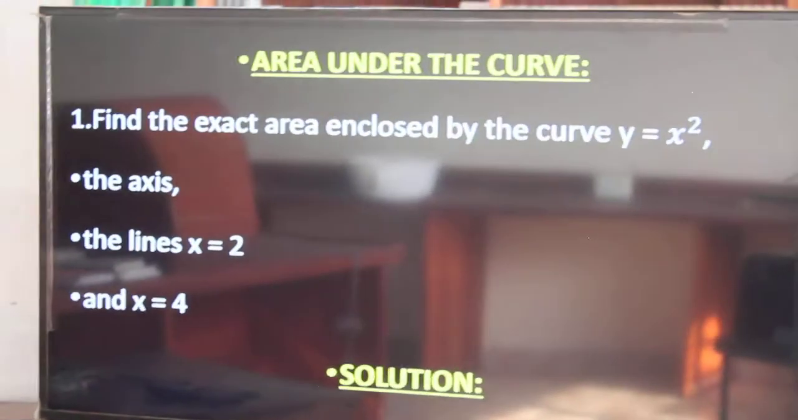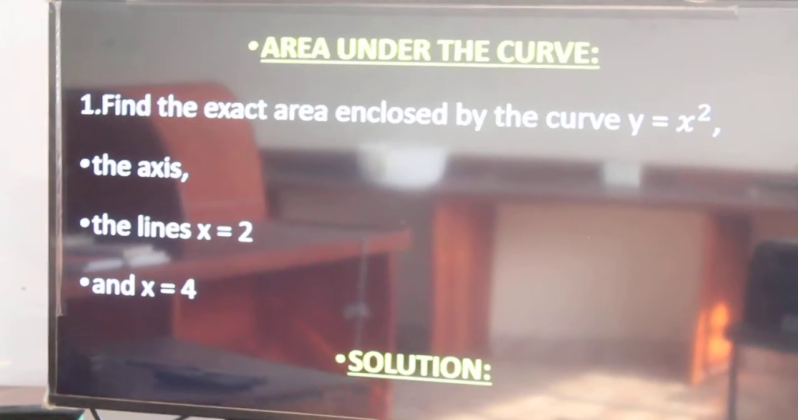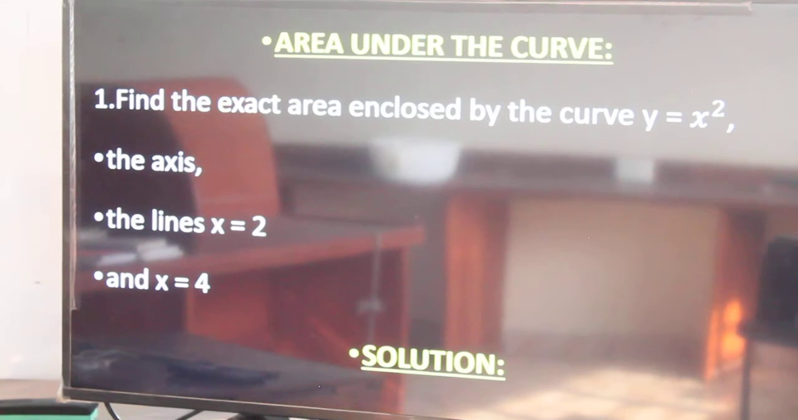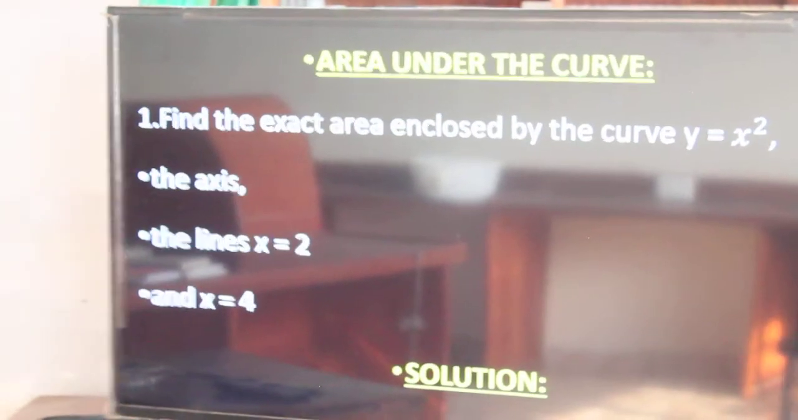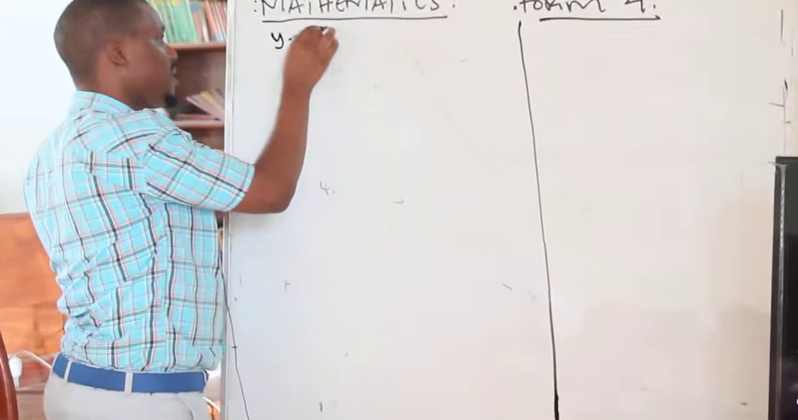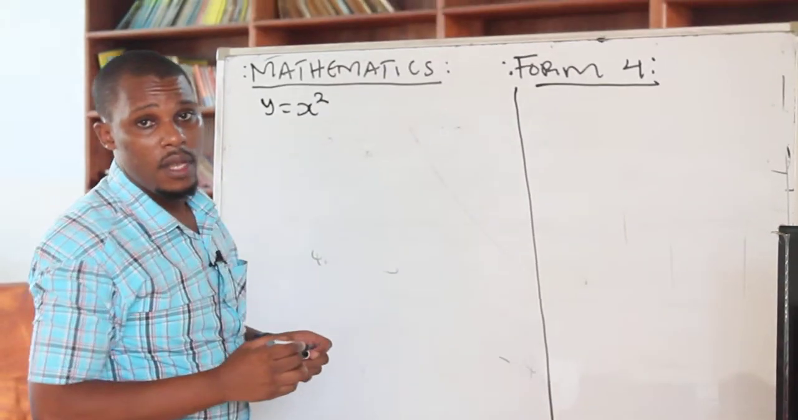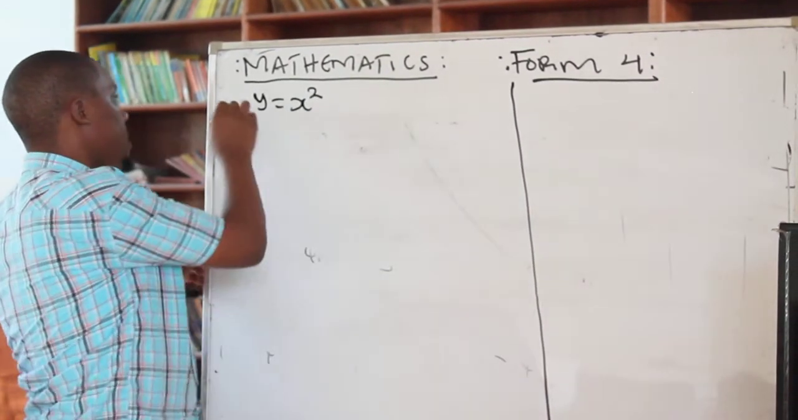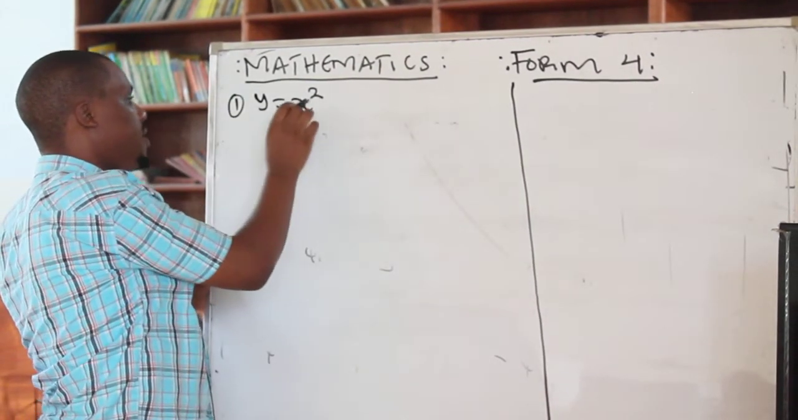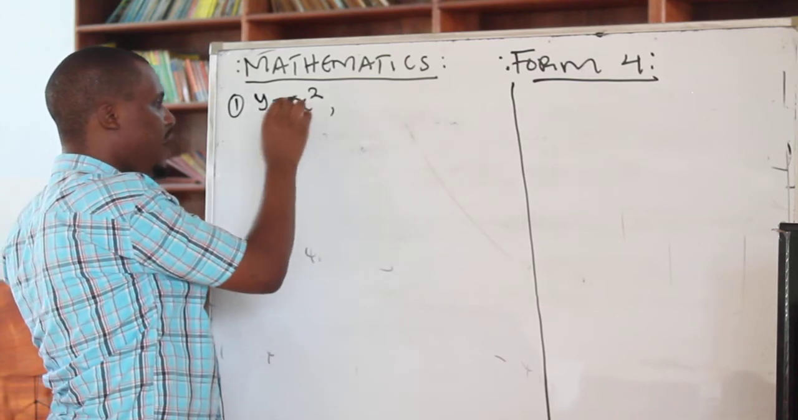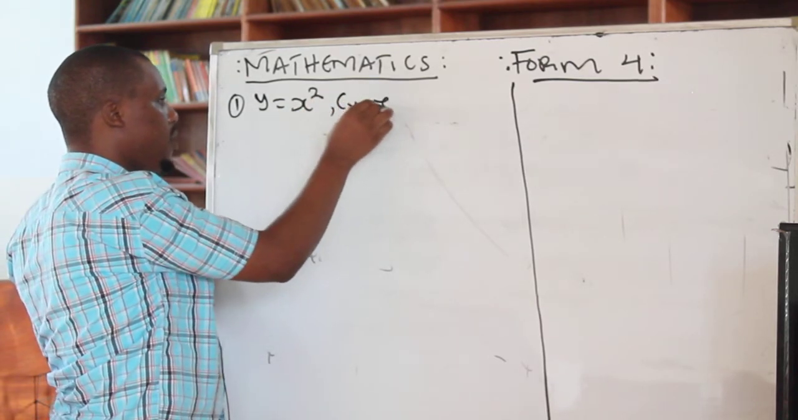So in my example number one, you're told to find the exact area. You can see even the instruction is that you find the exact area enclosed by the curve. So the name of the curve is given. That is your example number one. The curve is given as y equals x squared. That area is bounded by a curve. That is one thing.